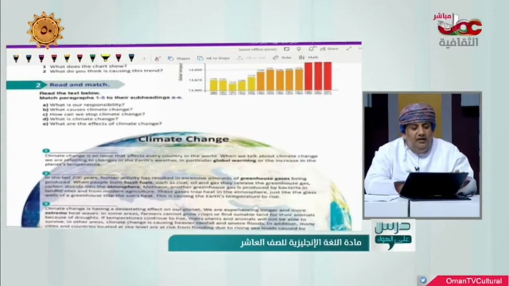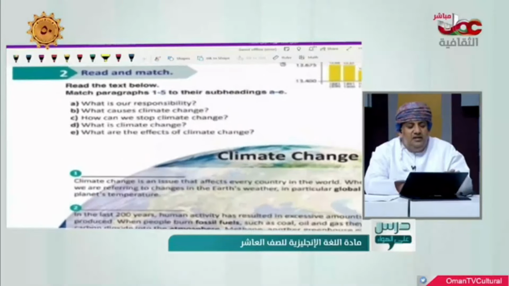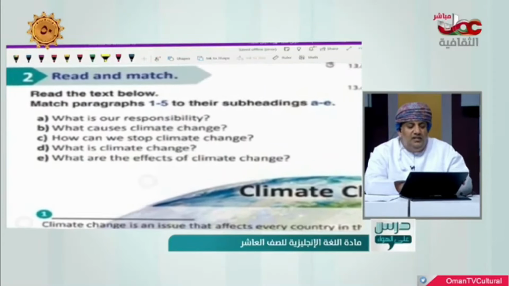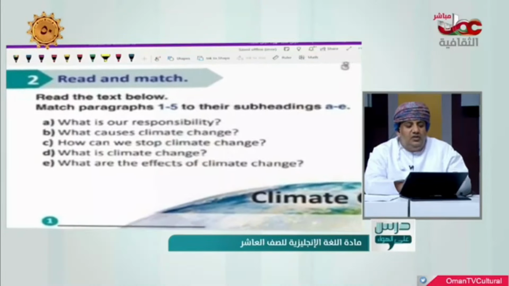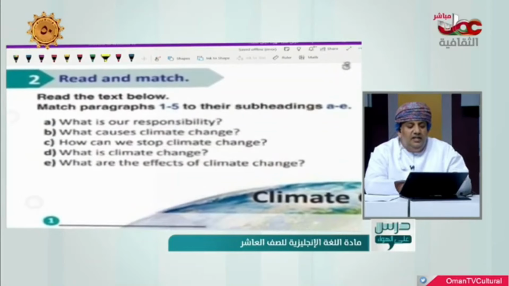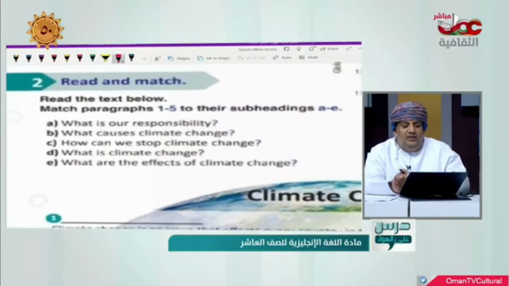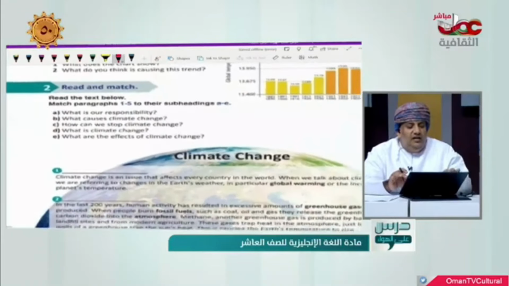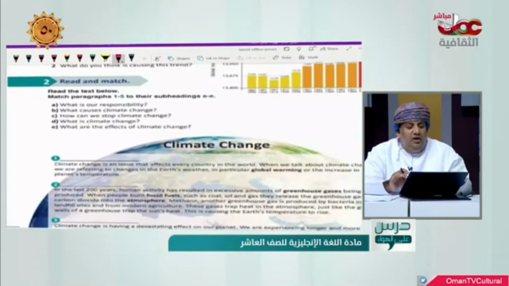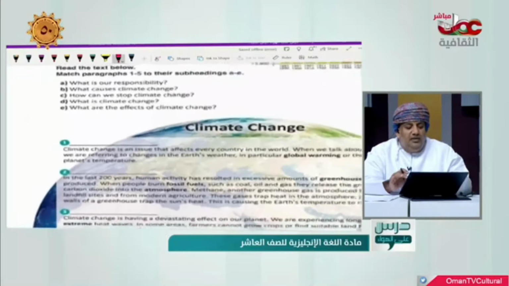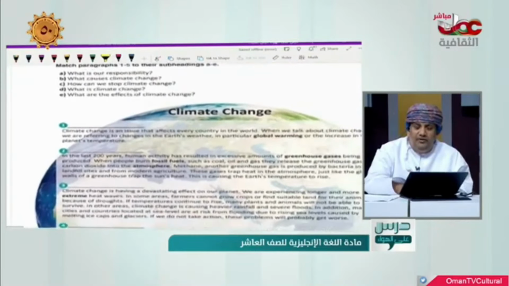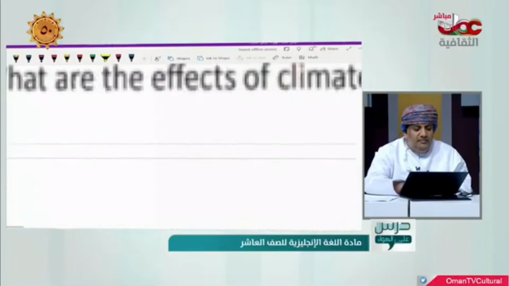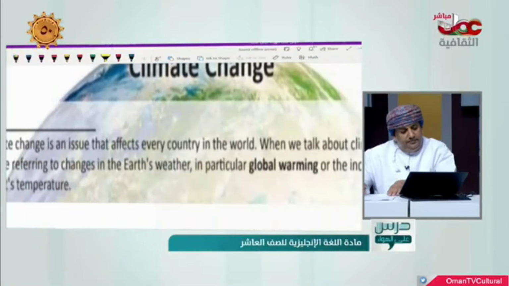So we have here 5 subheadings. Let's read them together. A. What is our responsibility? B. What is causing climate change? C. How can we stop climate change? D. What is climate change? And E. What are the effects of climate change? So we have now 5 subheadings. So now let's read them one by one.